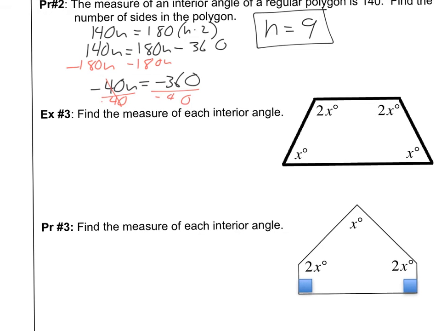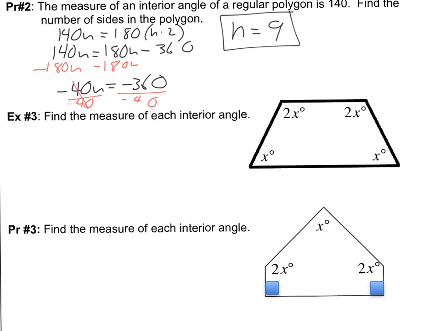It says find the measure of each interior angle. Well, what do we know about this thing? We know that it has 4 sides. And so we could quickly find what all the angles add up to, right? We know that it's going to be 180 times n minus 2, or 4 minus 2, so that'd be 2. So it's going to add up to 360.